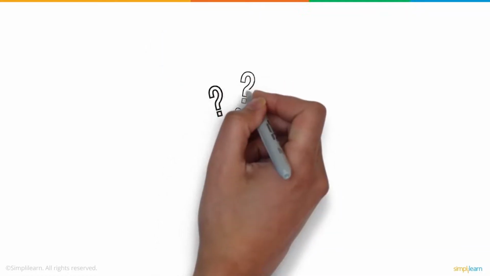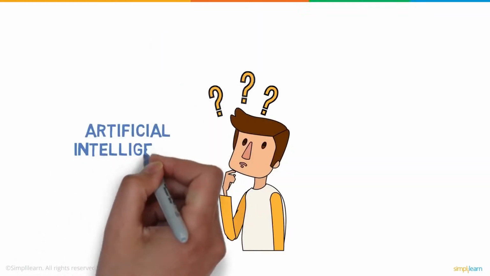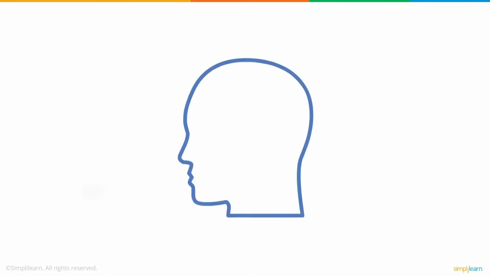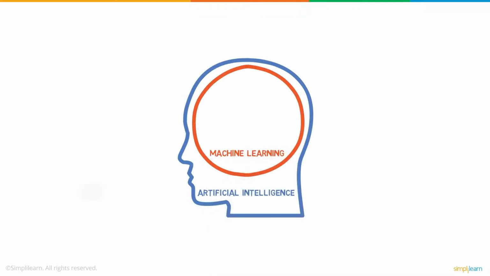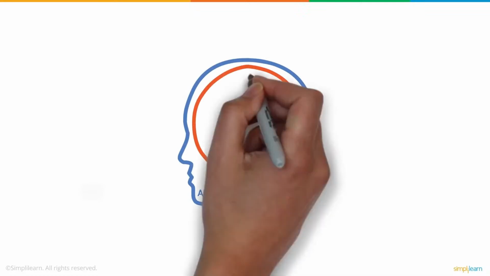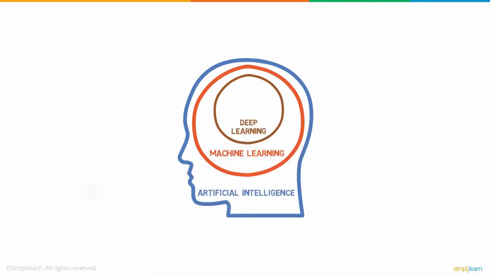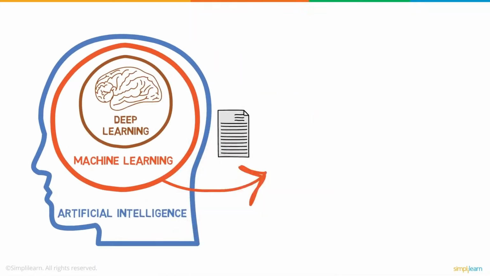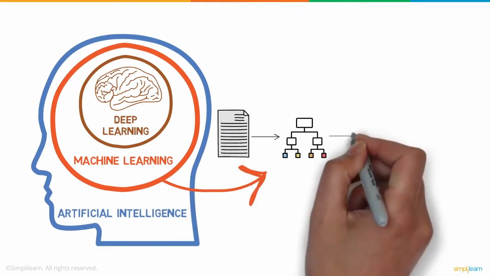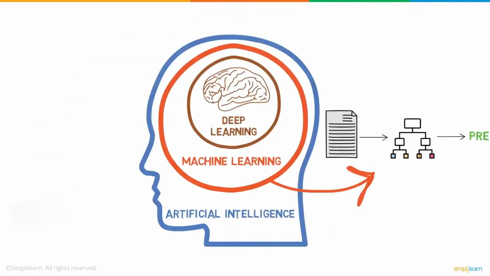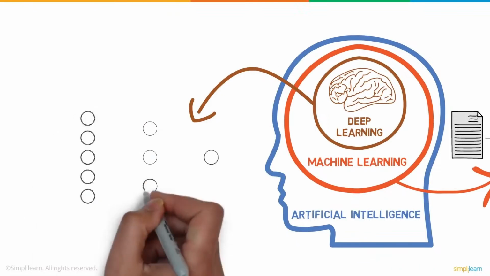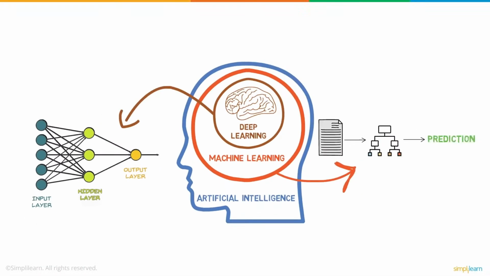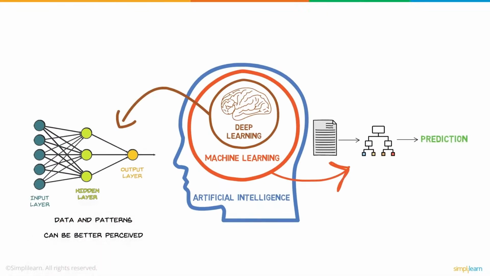You must be wondering, well, how is artificial intelligence different from machine learning and deep learning? We saw what AI is. Machine learning is a technique to achieve AI, and deep learning, in turn, is a subset of machine learning. Machine learning provides a machine with the capability to learn from data and experience through algorithms. Deep learning does this learning through ways inspired by the human brain. This means, through deep learning, data and patterns can be better perceived.